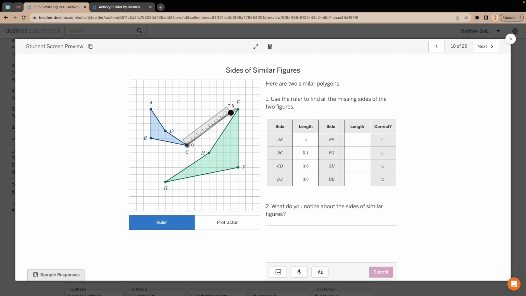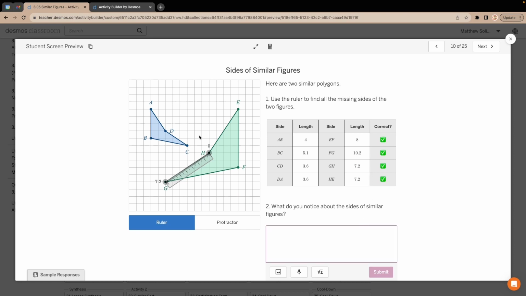So we would do the same thing. What's E to F? 7.2. Oh, that was E to H. That's why that's wrong. EH is 7.2. Check your letters. E to F is 8. BC corresponds to FG. FG is 10.2. GH is 7.2.